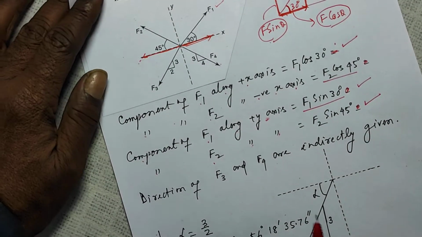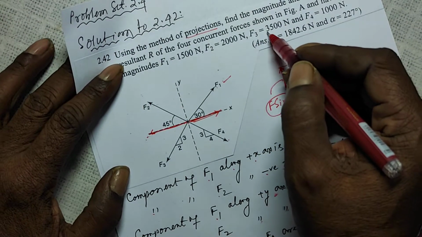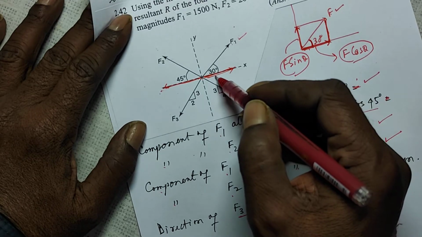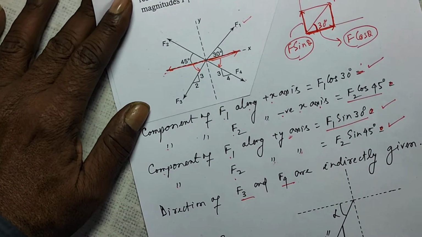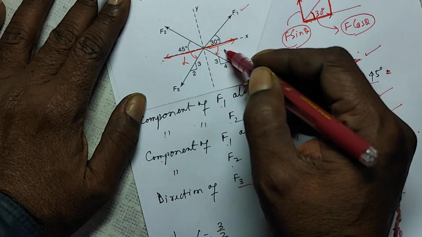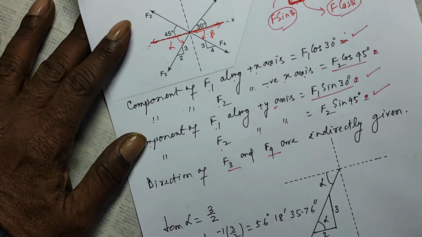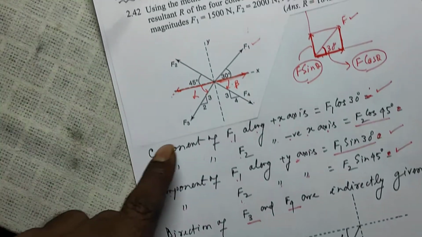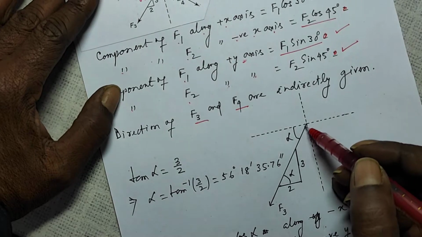F3 and F4 are given numerically, but the angles are not given directly. This angle is not known, this angle is not known. So let us assume this angle is alpha and this angle is beta. We can find them easily. I have redrawn the diagram for you for F3 here. If you look at this, this is your F3.